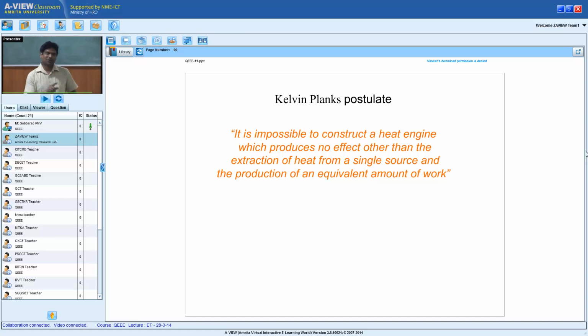It has to depend upon two: one resource, and one dumping ground or dumping reservoir. There are two reservoirs it has to depend upon. Then only it can produce the work. And continuous production is very essential. You see, it is impossible to construct a heat engine which produces no effect other than extraction of heat from a single reservoir and the production of an equivalent amount of work.